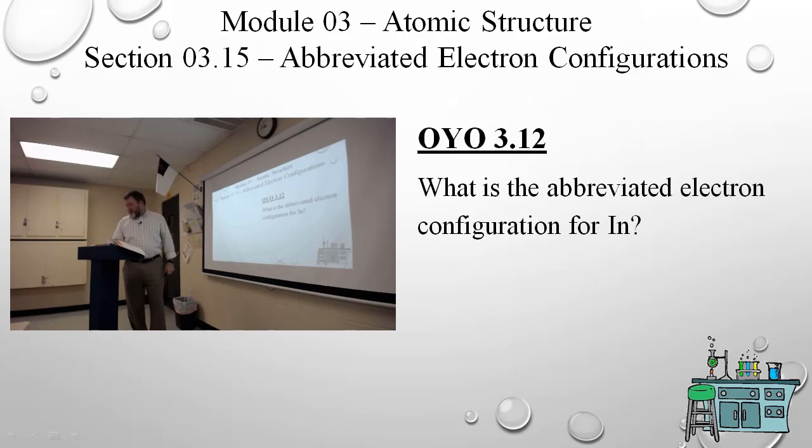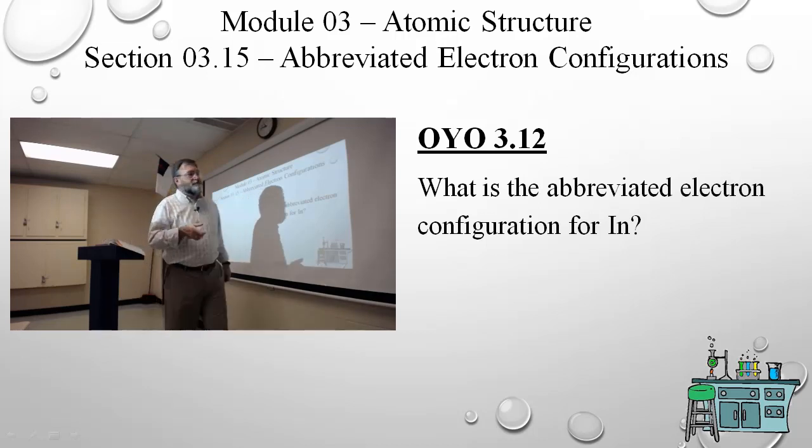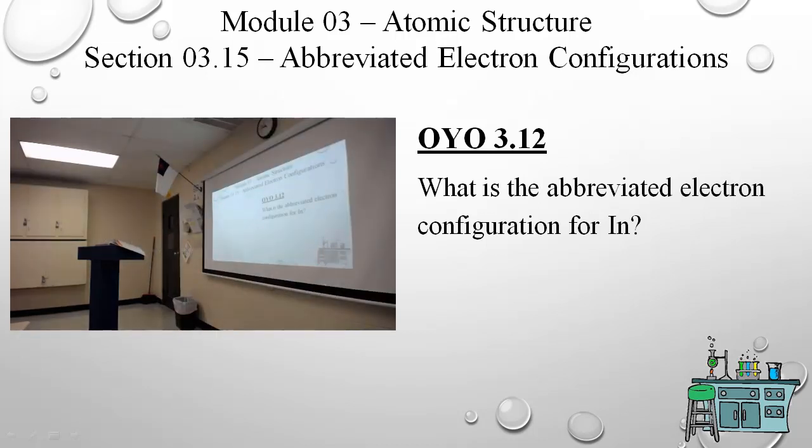Configuration of indium. Atomic number is 49. So let's build it up from there. What are we going to put in brackets? Krypton, right? Go up one row and all the way to the right. The preceding noble gas is krypton. Put that in brackets. Then let's build it up from there.